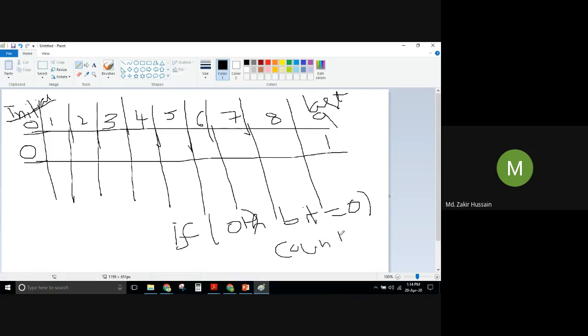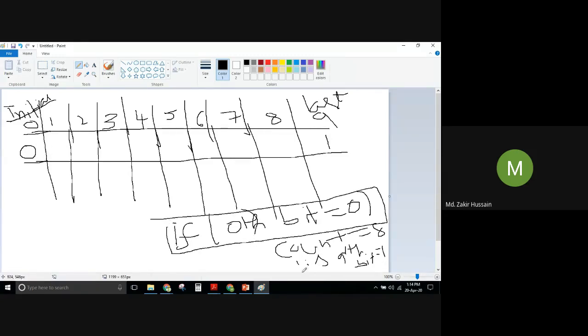After the count reaches 8, the ninth bit comes. Is the ninth bit equal to 1? We ensure that if these two conditions are met, the count reached and the ninth bit is 1, then whatever bits you have received in between, you keep them in a container.